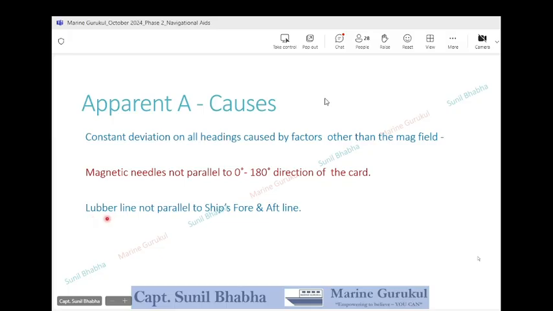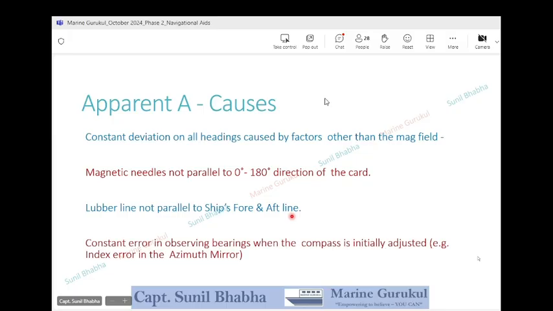Sometimes we see there is a lubber line which is fitted on the repeater. If the lubber line is not parallel to the ship's fore and aft line, whenever you read that lubber line to get the heading of the ship, there will be a constant error. This has got nothing to do with the magnetism, and it's also a manufacturing defect, so it falls under apparent A. Another reason could be constant error in observing the bearings when the compass is initially adjusted. For example, there could be an index error in the azimuth mirror leading to a wrong deviation card. So when that wrong deviation is applied, you will get an error. So that's also a non-magnetic reason.